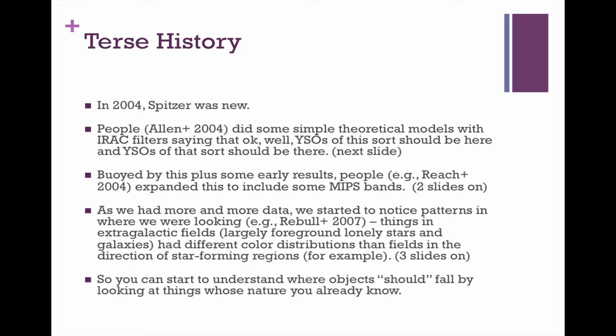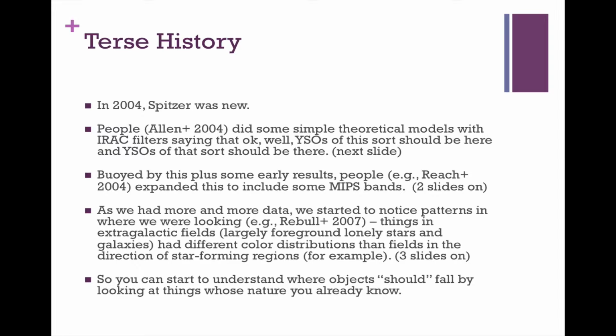Because this seemed to work really well, the next group of people, such as Bill Reach and company in 2004, took this a step further and expanded it to include the MIPS bands. And as we had more and more data, real data from real star-forming regions and real galaxies, we started to notice patterns about where we were looking. Things in extragalactic fields should largely be lonely stars in the foreground, and then the galaxies have different distributions of colors than fields that are in the direction of star-forming regions. And so I have some examples from my paper on that.